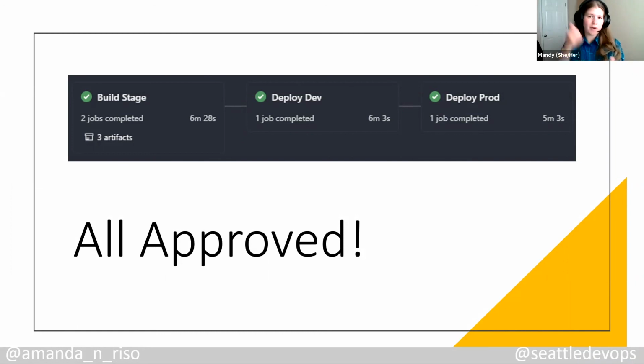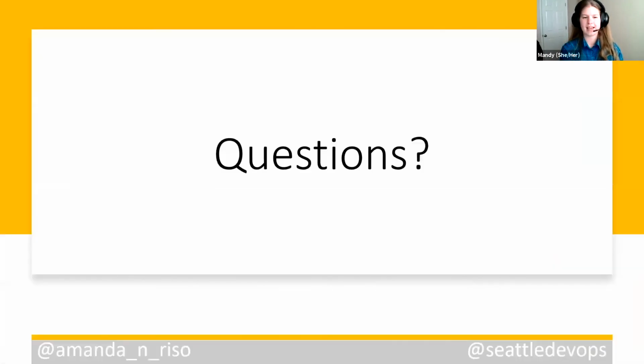Then the deploy stage went, and then that prod stage that we had to wait for approval for was approved and it finished running. So this is how you would do the build once and deploy many. We want to populate the artifact all the way through. Any questions?